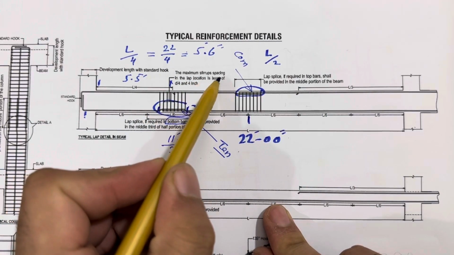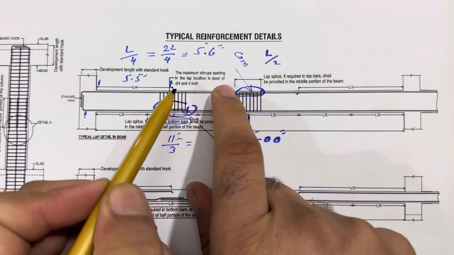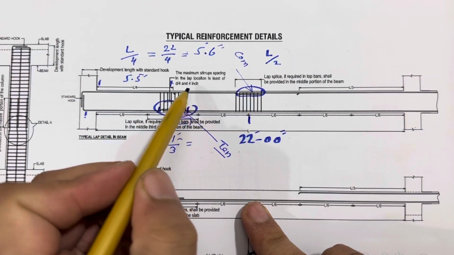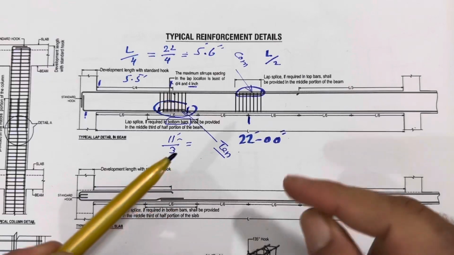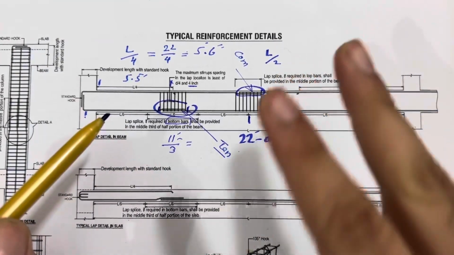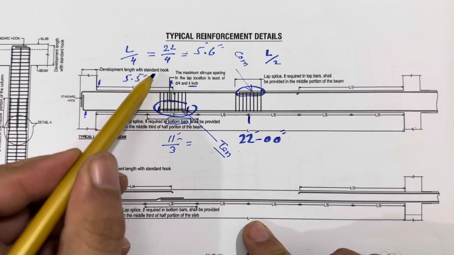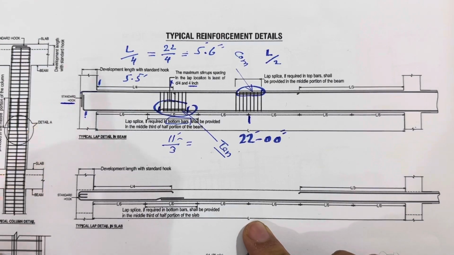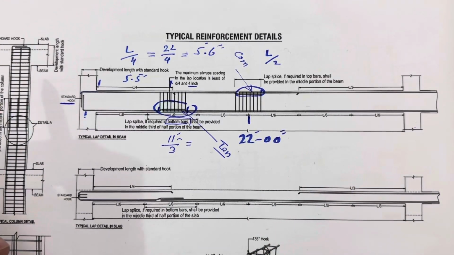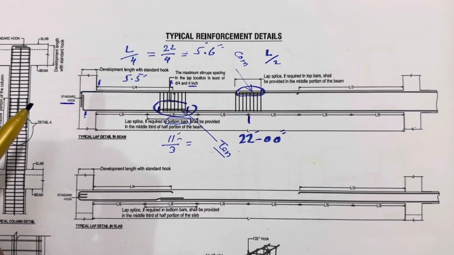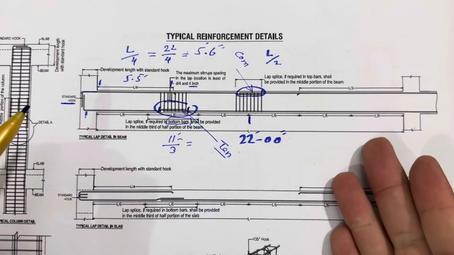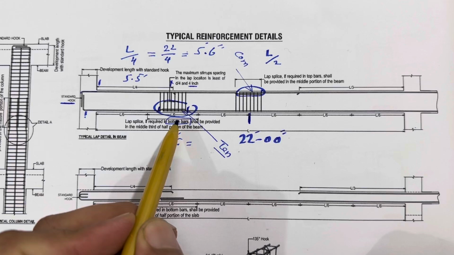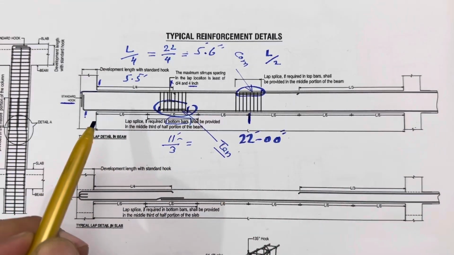Next, the maximum stirrup spacing in the lapping location is at least D by 4, meaning depth of the beam divided by 4, or you can say 4 inches. So this is the stirrup spacing: 4 inches or depth of the beam divided by 4. Next guys, you can see the development length with standard hooks. Development length should be provided at the end of the beam. You can say this is a standard hook, right? It should not be less than 12 inches, minimum 12 inches. So these are the details for the beam. You can see this is the center line, L by 6, L by 5, L by 6, L by 6. So you can see clearly.